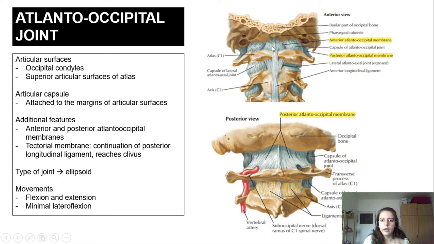So on the anterior view, obviously, and then we have the tectorial membrane, which cannot be seen here, but we will talk about it. What type of joint is it? It is an ellipsoid joint, and it has somewhat restricted movements. It helps with flexion and extension of the neck, and minimal lateral flexion. There's not that much movement, and the movement is done more with the lower vertebrae rather than with the atlanto-occipital joint.